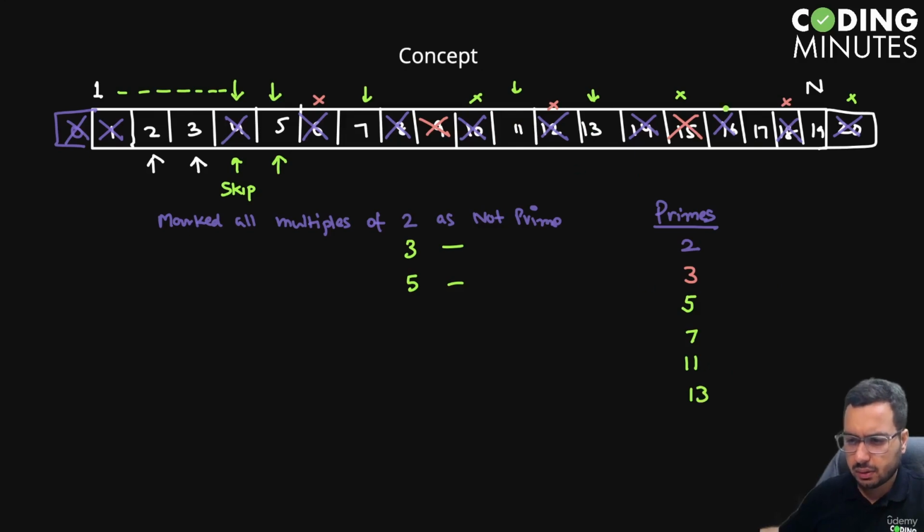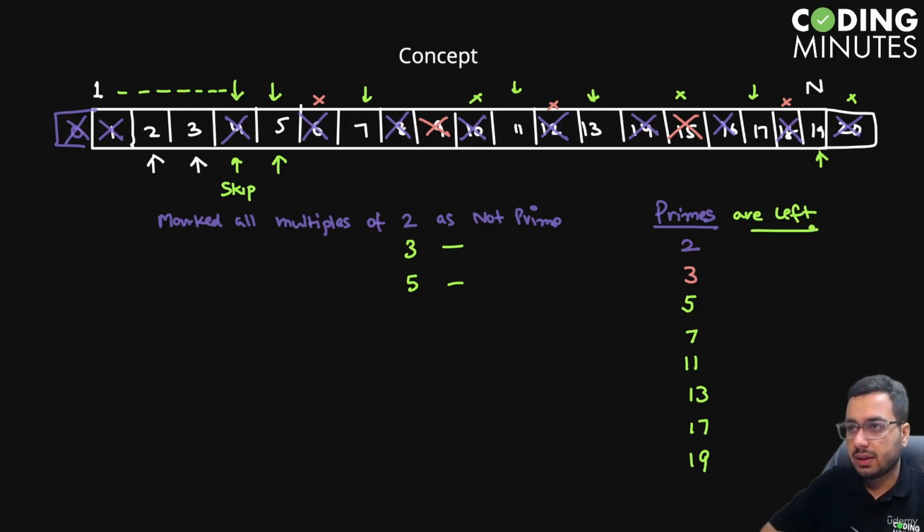Okay, then we go to 17. And then we see the number is 19. So what you can see is, if you keep on doing this process, you would be left with only primes in your input array. So in this array only prime numbers are left, and everything else is going to get cancelled.